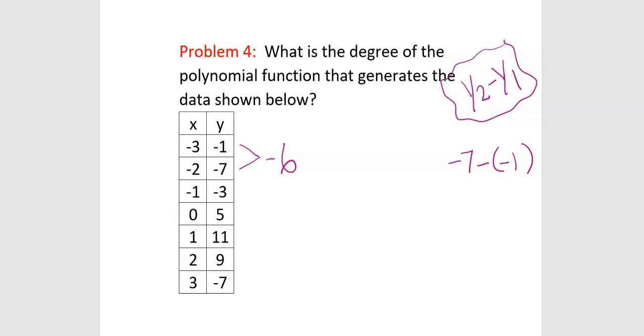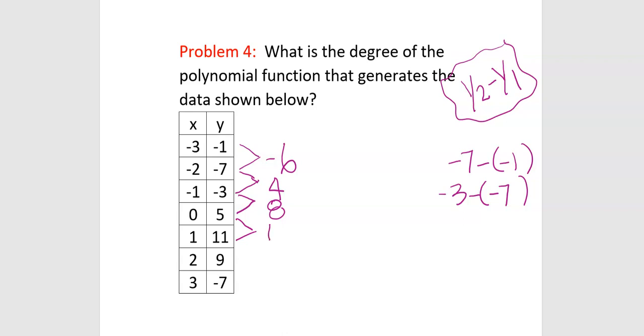The next pair. And you have to do all of them. You can't like skip numbers. The next one would be negative 3 minus a negative 7. That would be negative 3 plus 7, which is 4. So we can already tell that it is not a first degree because the numbers are not turning out the same, but we still have to kind of keep doing that. Okay, then I'm going to go to the next one. 5 minus a negative 3 would be like 5 plus 3, or 8.